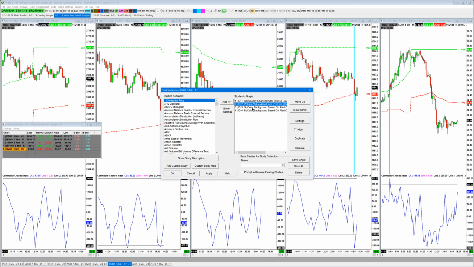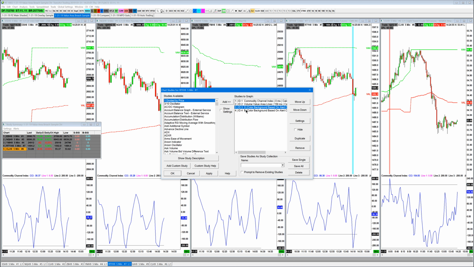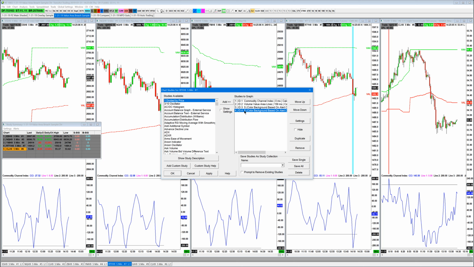Well, that's where this study called color background based on alert condition comes in. So this is actually added to this chart 2 times. I did a short name B for buy and another one S for sell. And what you're going to do is add the study first. So you're going to add the color background based on alert condition study, which is in the list, just like any other study. It's right here, color background based on alert condition.